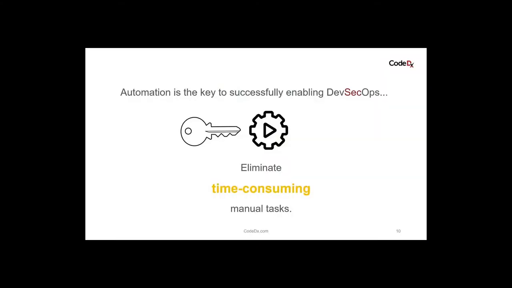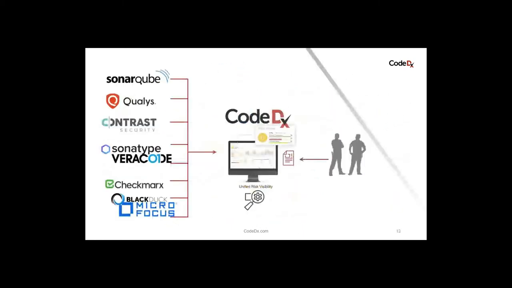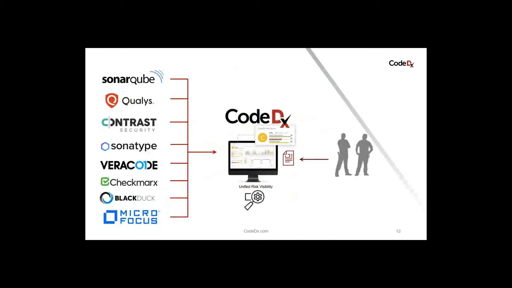The first thing is we look at automation as being the key to successfully enabling DevSecOps, right? And eliminating the time-consuming manual tasks that occur. So the point is we want to go from something like this, which is very much all over the place, to something much more streamlined and efficient. Instead of having to go to every single individual tool, the AppSec team can go to one interface in CodeDX, and all those tools can pump their data into CodeDX, and we will do all this manual labor.